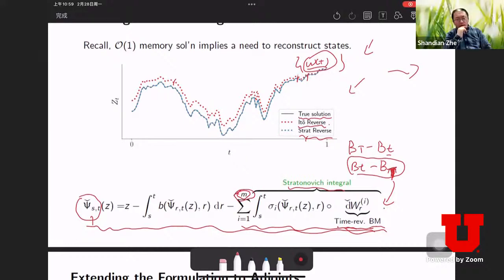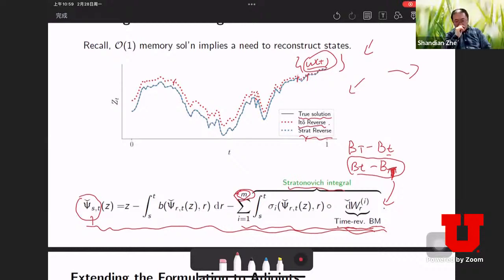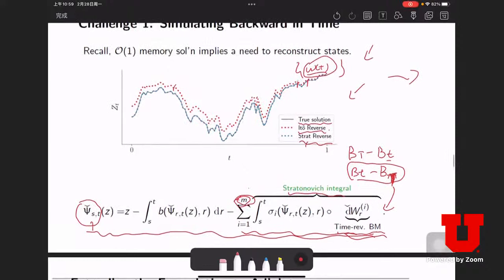But I feel if you have a multi-dimensional Brownian motion, then you have to be multi-dimensional as well. Why do they do the summation here? Because, actually I don't exactly know why they put the multi-dimension here, but in the settings, they just set M equal to 1.